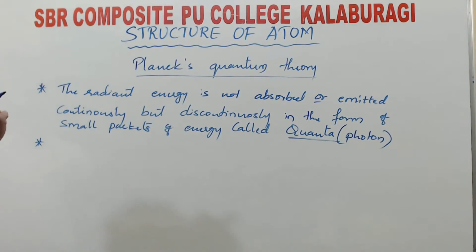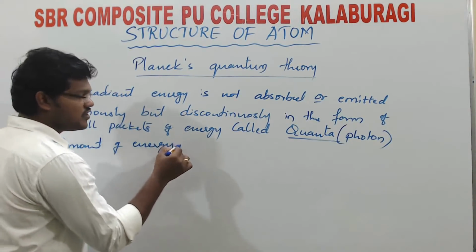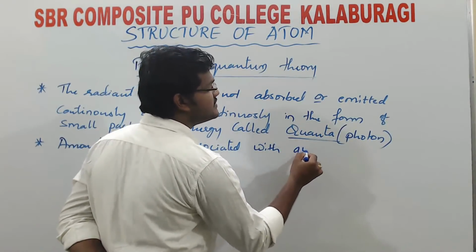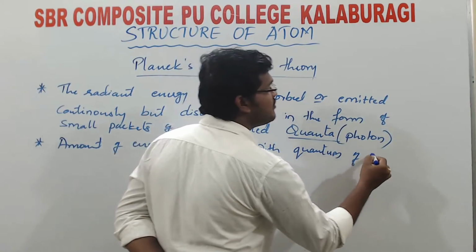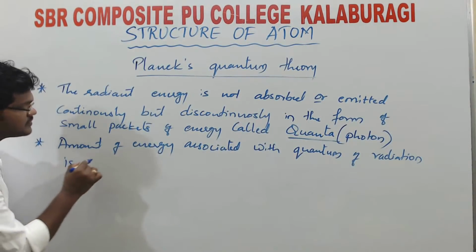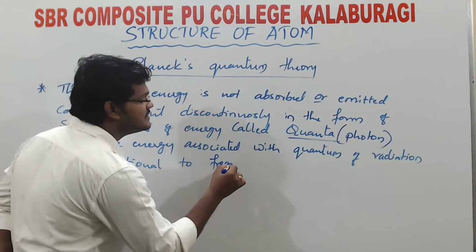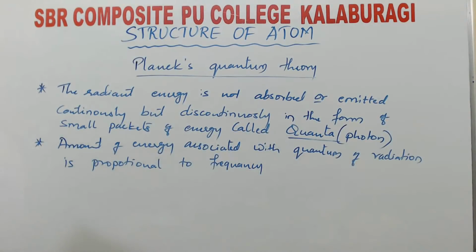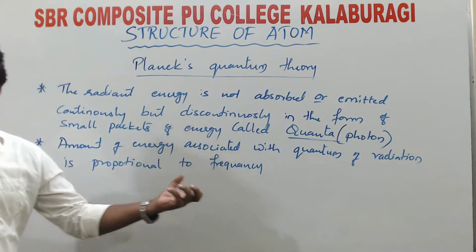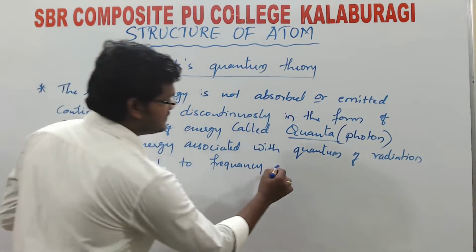The second postulate: the amount of energy associated with a quantum of radiation is directly proportional to frequency. So that is his second postulate. The amount of energy associated with the quantum of radiation is proportional to the frequency of that particular radiation, or the frequency of light.